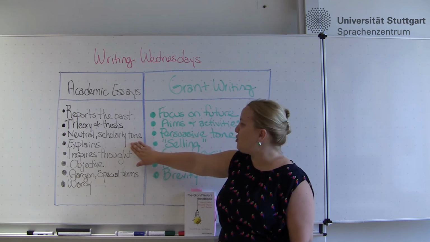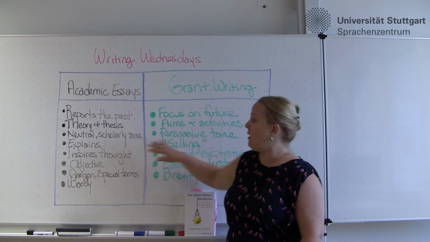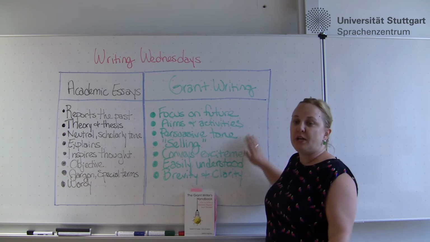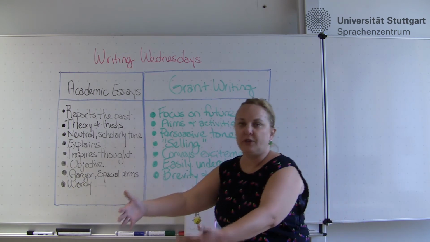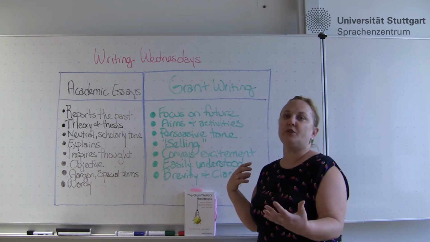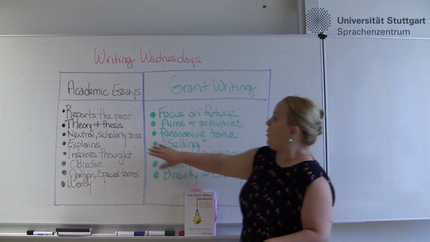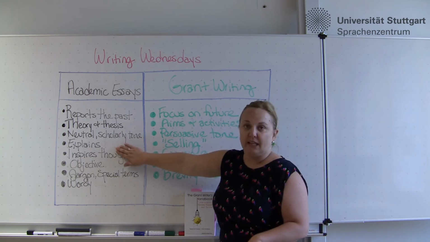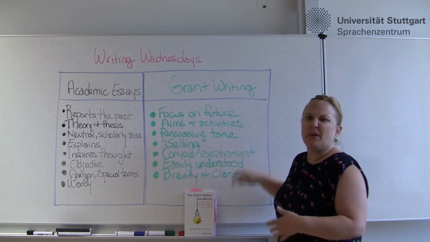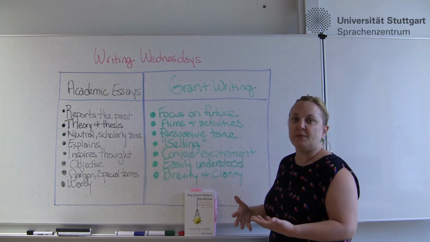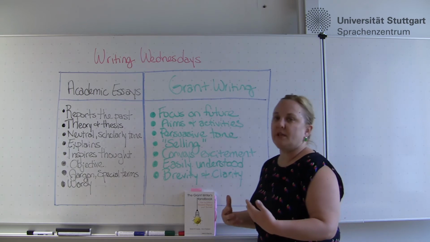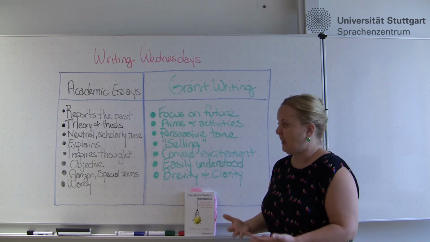Academic essays have a neutral, scholarly tone, whereas grant writing has a persuasive tone. Persuasion means I need to convince the reader to come with me, I need to convince the reader to take action, I need to convince the reader to believe me. Where academic essays explain, grant writing is meant to sell. We don't want to make it into a completely commercial enterprise, but you are essentially trying to convince someone to give you money or convince someone to give you approval, and so there is a certain amount of selling involved in that.